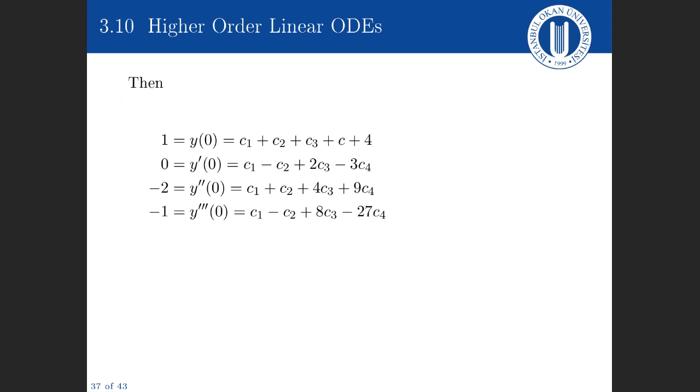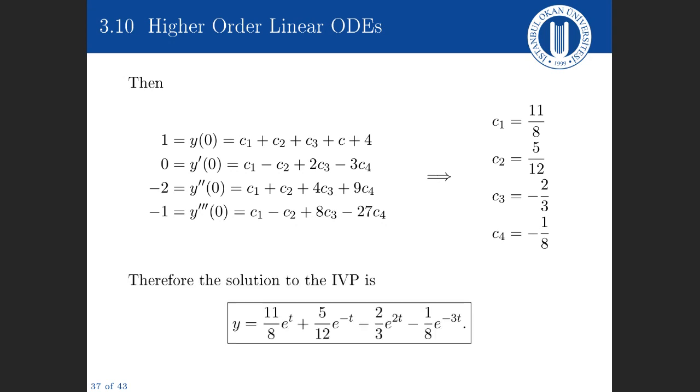To finish our answer, we need to find the constants c1, c2, c3, and c4, which satisfy the initial conditions. We have a linear system of 4 equations. Solving these, we can find our constants, and then we can write down the solution to the initial value problem. Exactly the same ideas that we've developed, but now for our fourth order equation.